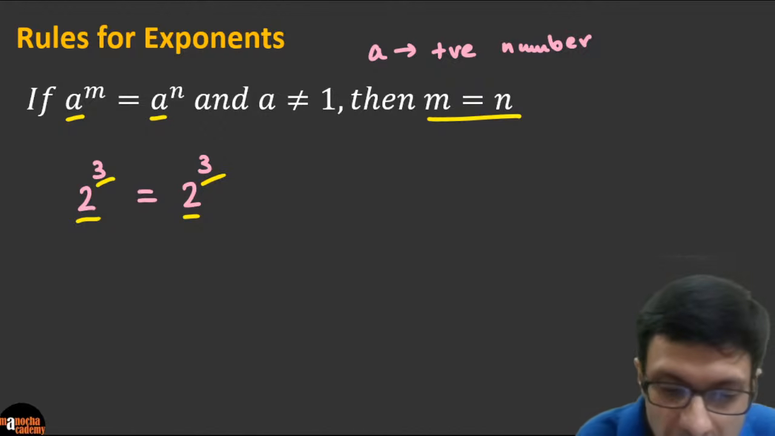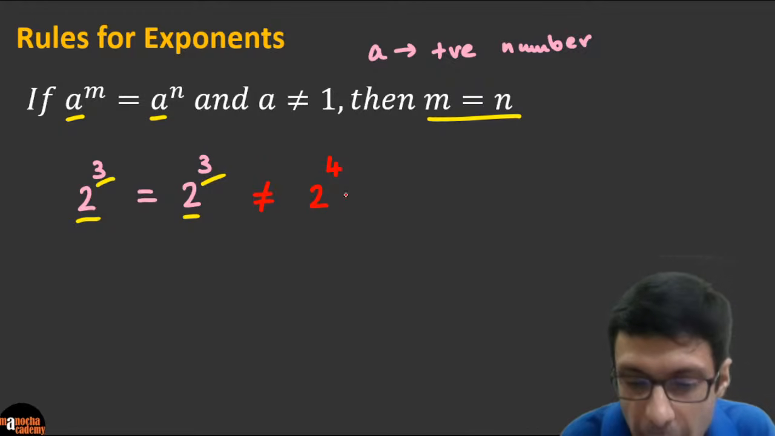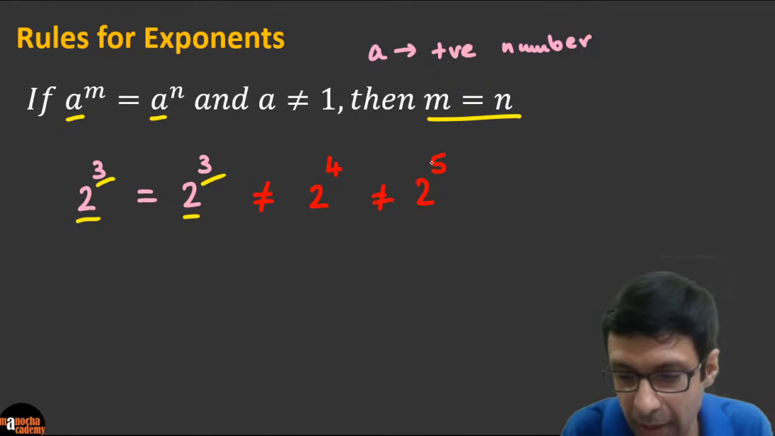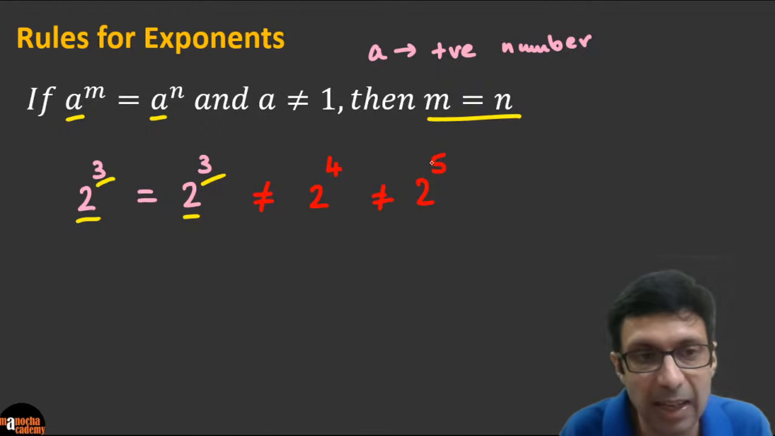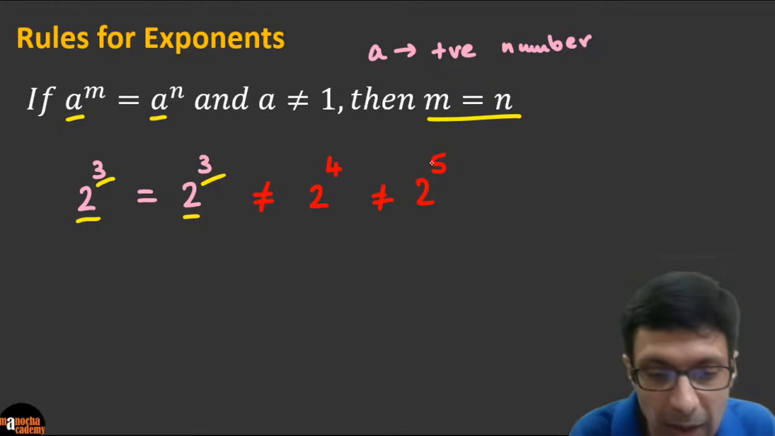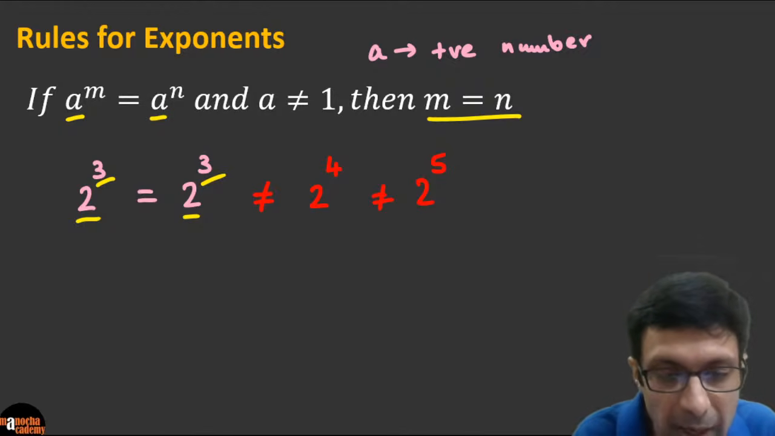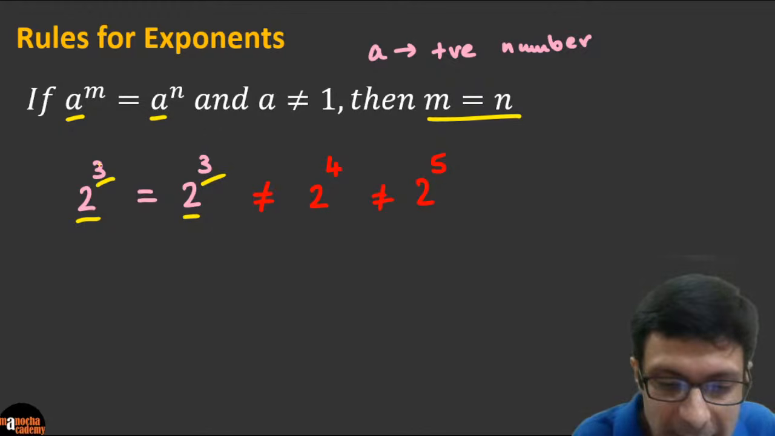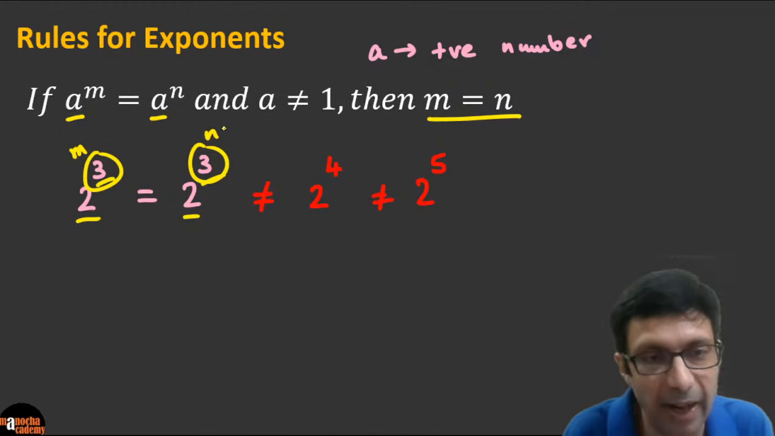But this, of course, is not equal to 2 to the power 4 or 2 to the power 5. Right, guys? So 2 to the power 3 is equal to 2 to the power 3. When you're equating the numbers, if the base is the same, then the powers will be exactly the same. M is equal to n. This is our m, this is our n.